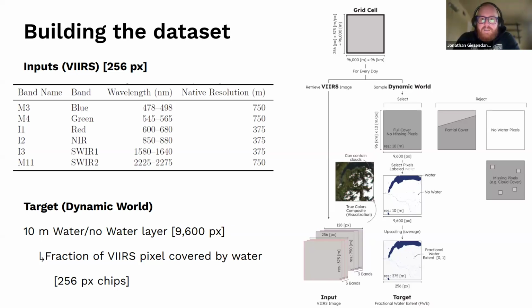We take a VIIRS grid cell at 256 pixels, so around 96 kilometers. We select the VIIRS chips, and then we also sample Dynamic World. Because we have a large amount of data, we discard images that are only partially covered by Dynamic World, that don't have any water pixel, or that have missing values. And then we resample it to 256, and we get this fraction of water extent, which is a value between 0 and 1 for every pixel. Next slide.